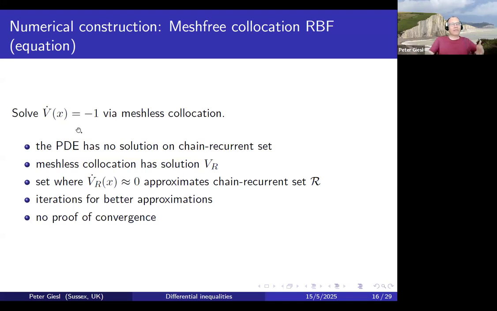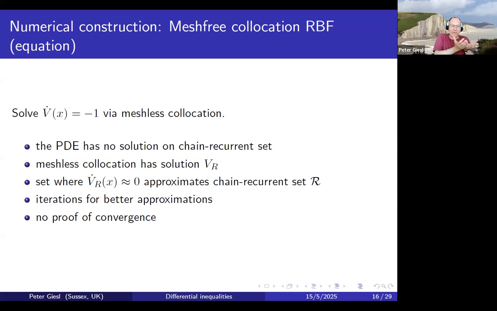You can still use meshless collocation, as I introduced at the beginning, and try to calculate a solution. This continuous problem doesn't have one, but if you discretize it, we can still compute an approximate solution. And we can then say, well, the set where this is approximately 0, maybe that is a good approximation of the chain recurrent set. And so we've done that.